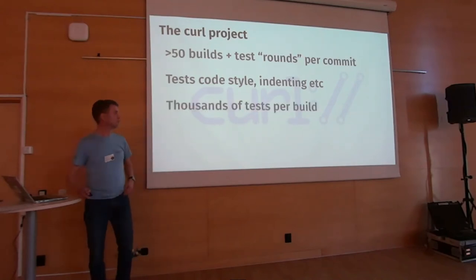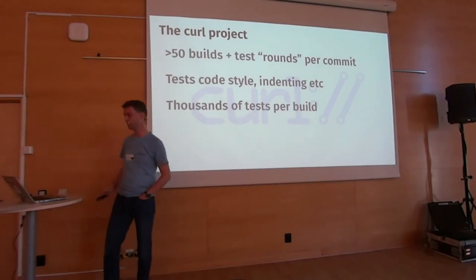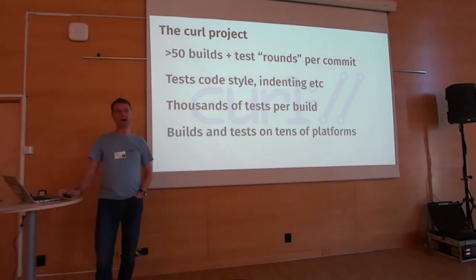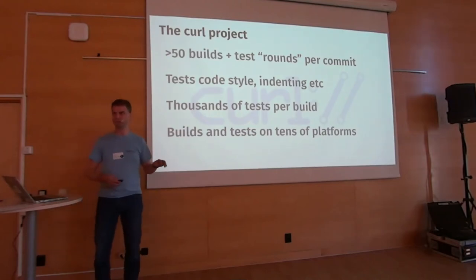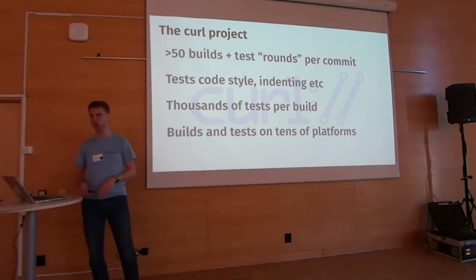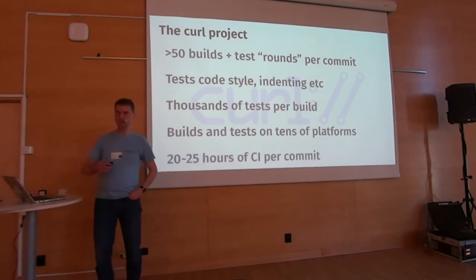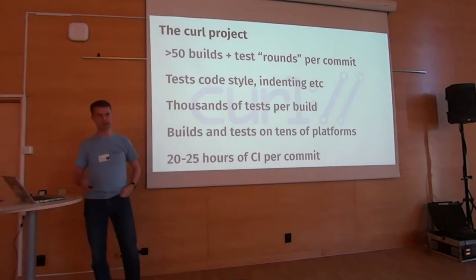So we do a few thousand tests per build. That's like 50 builds times 1,000. So it takes a while. We build on roughly, well, I think we have a little over 10 platforms, limited mostly then by what kind of architectures we have access to from build farms and volunteers. So it makes it take roughly 20, 25 hours per commit in CI build times.